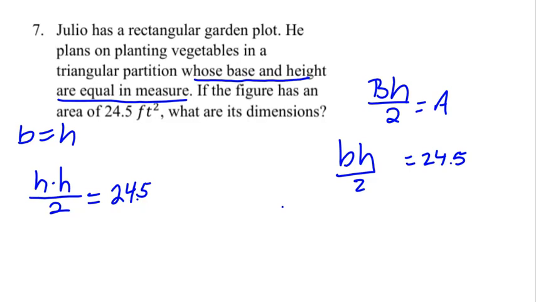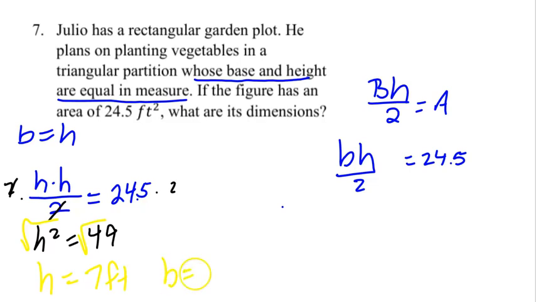So I want to get the h's by itself, so I'm going to multiply by 2 on both sides. And this is going to give me h squared equals 24.5 times 2, which is 49. Now to undo a square, you're going to find the square root of both sides, and the height is going to give us 7. Now the square root of 49 can be a positive and a negative 7, but because it's dealing with dimensions, I can't have negative numbers. So the height is 7. So if the height is 7 feet and the height is the same as the base, the base is also going to be 7 feet. So as a review on linear equations.